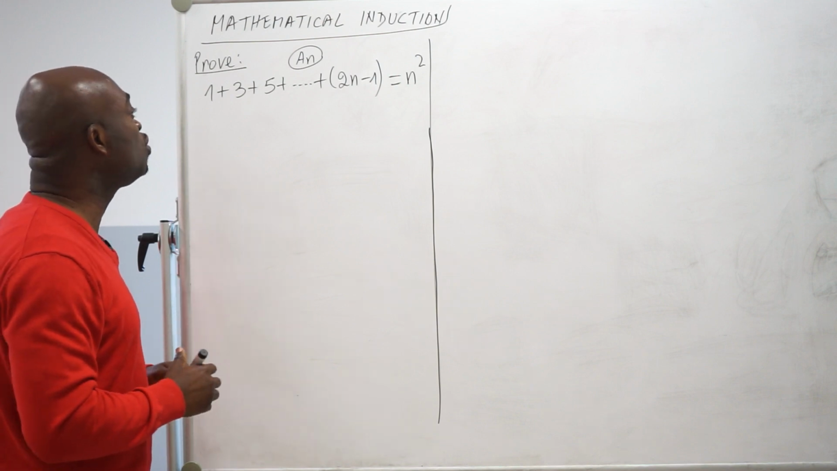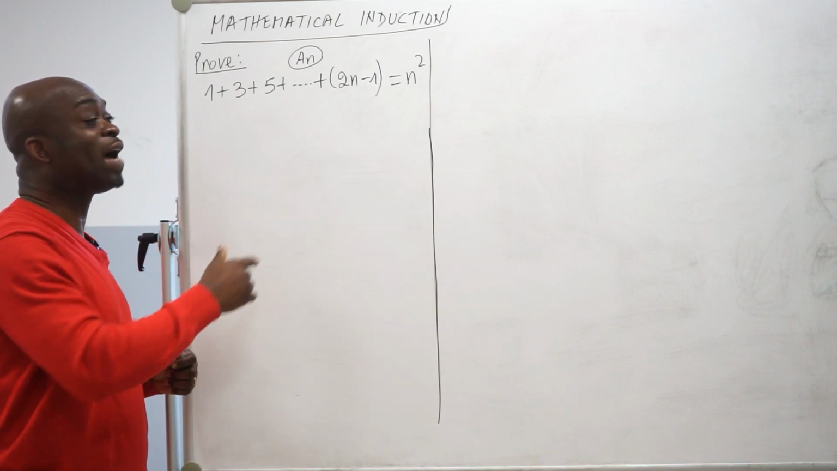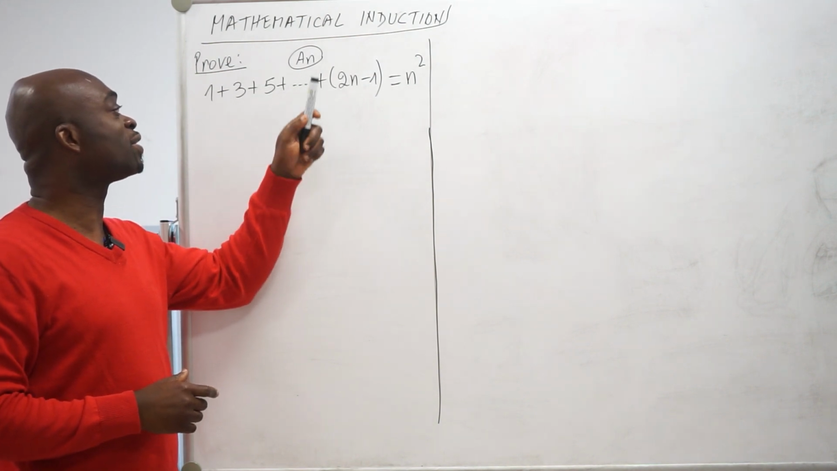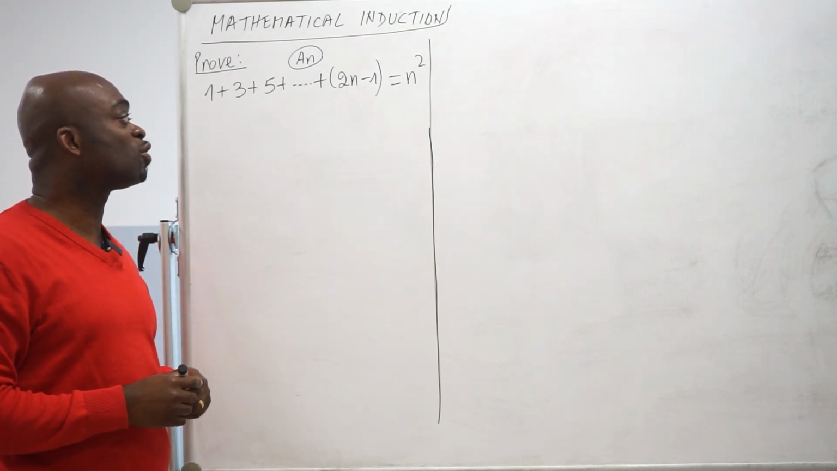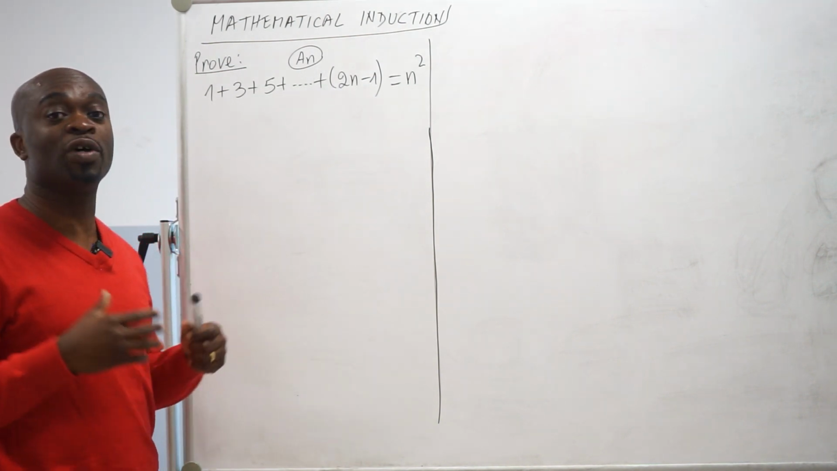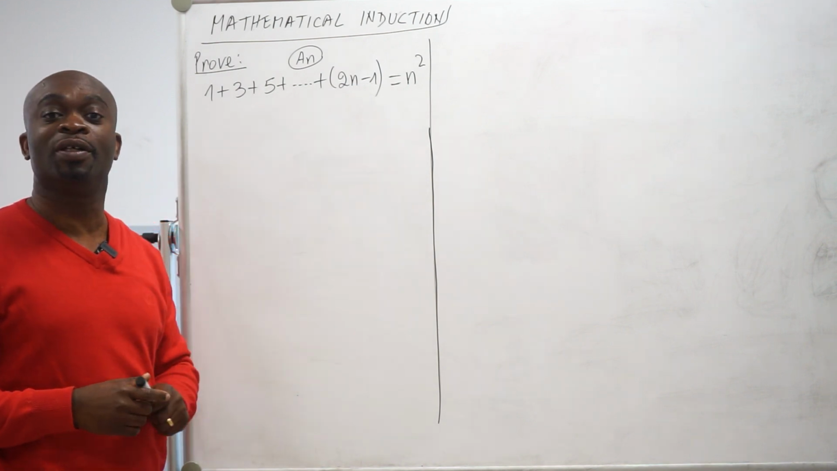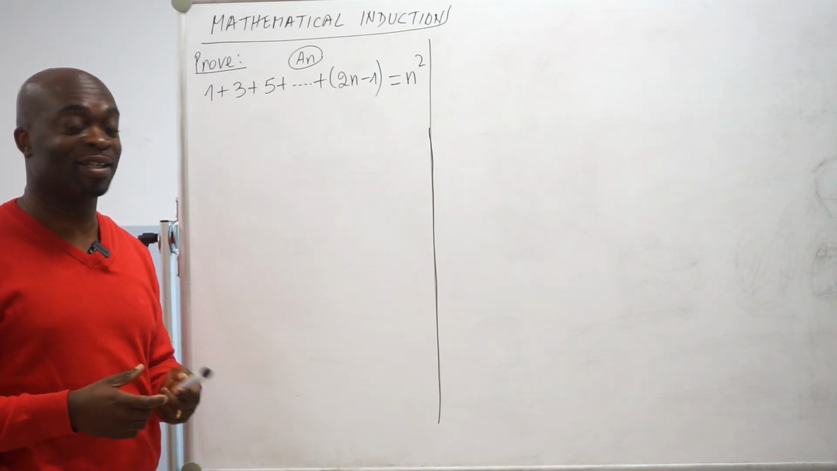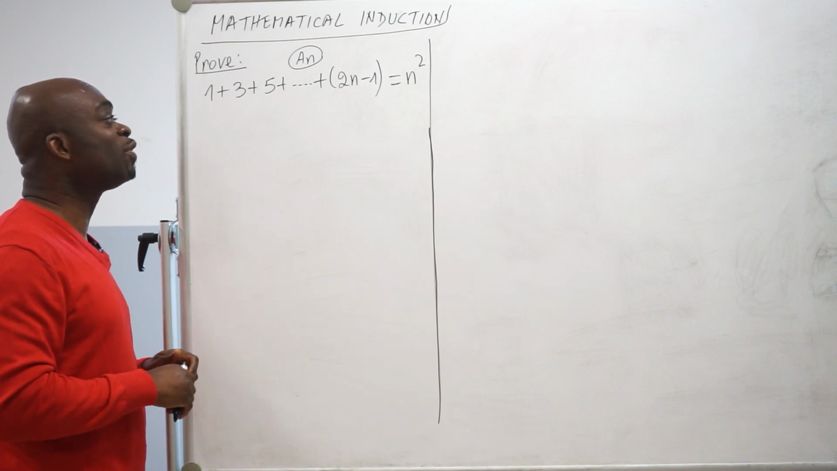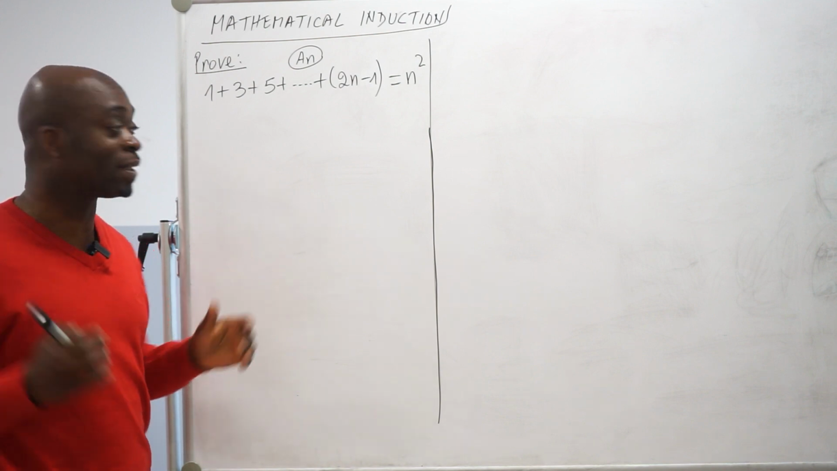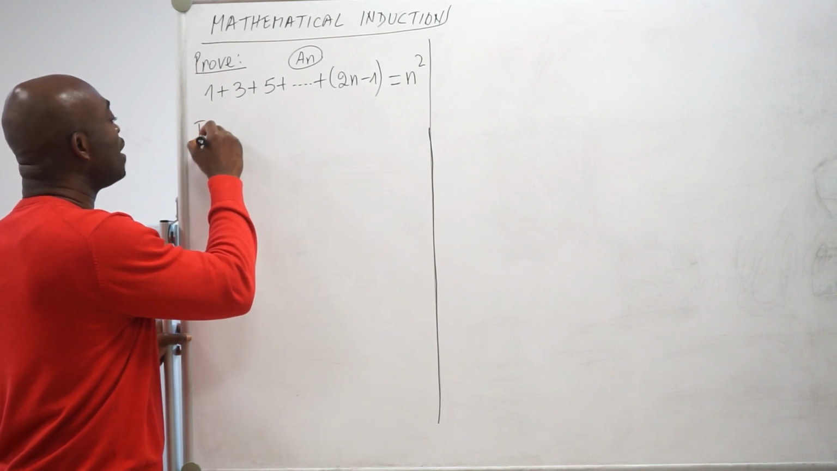So we want to prove that 1 plus 3 plus 5 plus, then we have plus parenthesis 2n minus 1, close it, is equal to n to the second power. So we want to prove that this side is equal to n squared, correct? So how do we go about it? The first thing we got to do is go for what we call the induction start. So induction start says what?